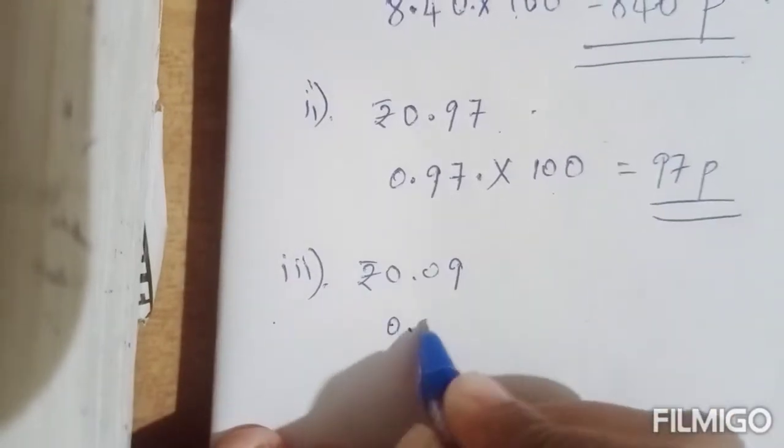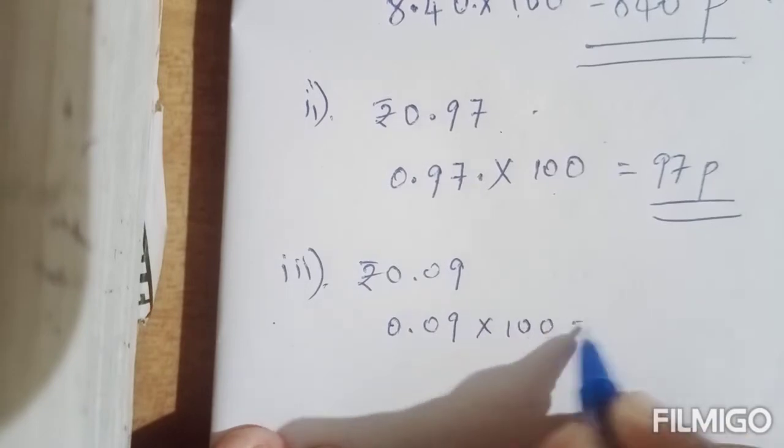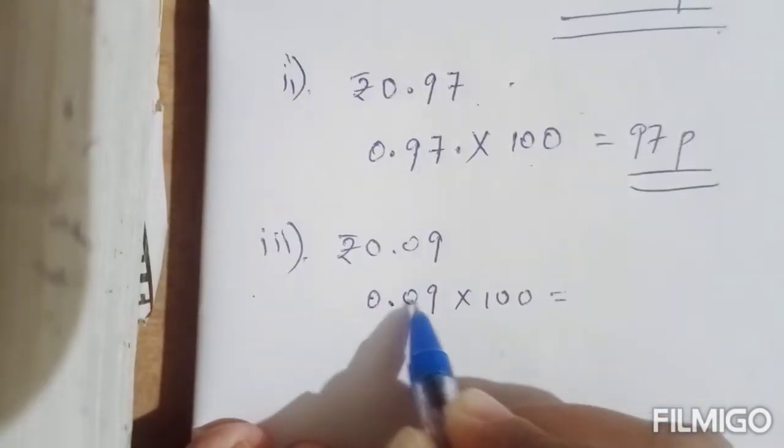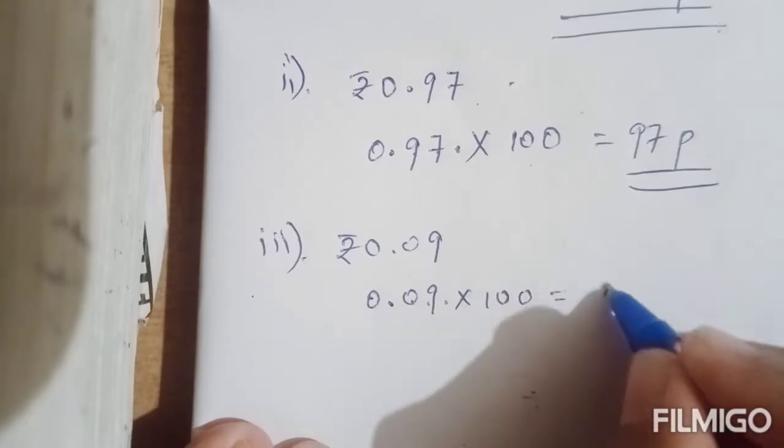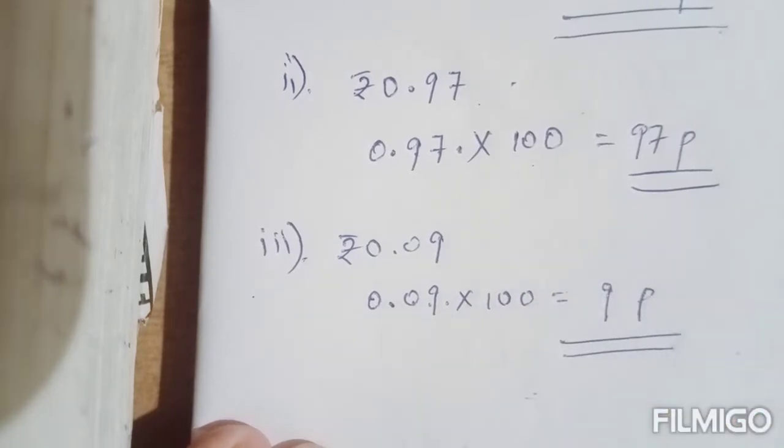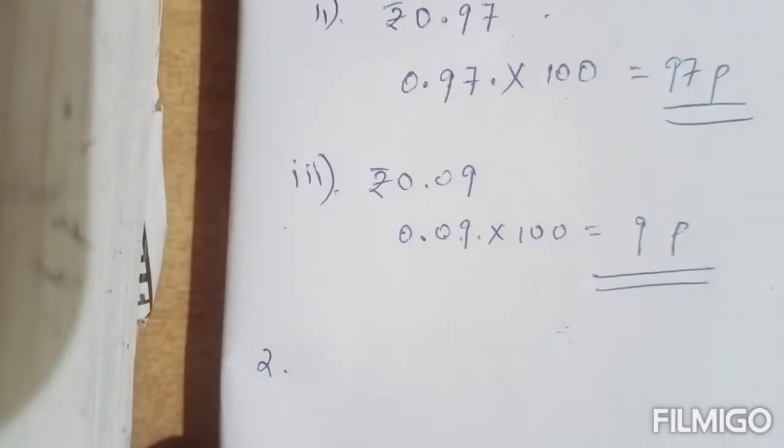Okay. Third one, rupees 0.09. So multiply 0.09 by 100. Decimal point will move 2 places to the right. You will get 9 paise. Fourth one you can do as homework. Now second question, express in rupees.